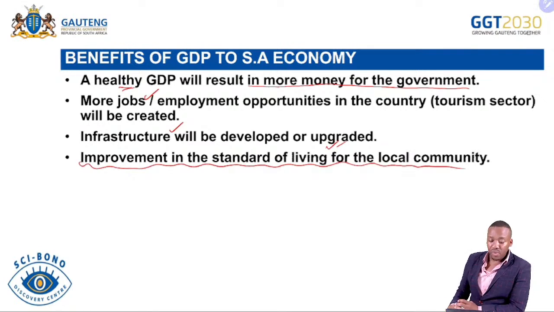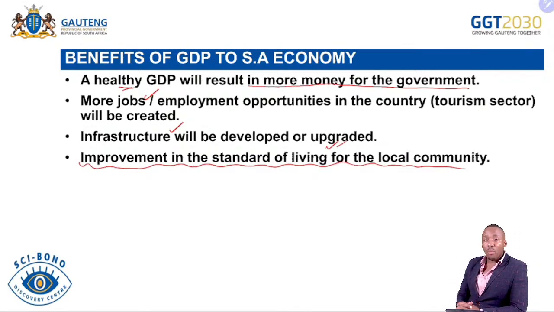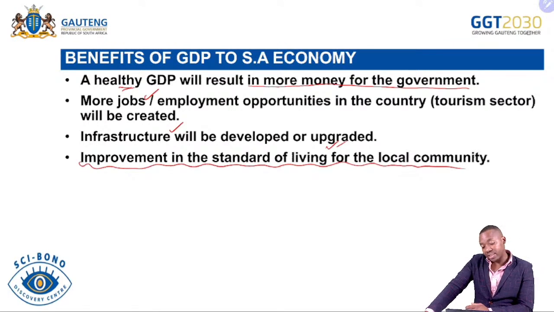Number one, a healthy GDP will result in more money for the government, right? Number two, a healthy GDP contributes to better or more employment opportunities in the country. A healthy GDP will result in development or upgrading of infrastructure. A healthy GDP obviously also affects who? The social, the people who are living in that particular country. In terms of what? There will be improvement in the standard of living for the locals. Right.